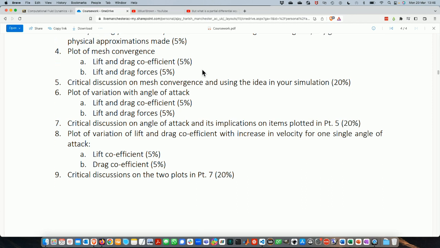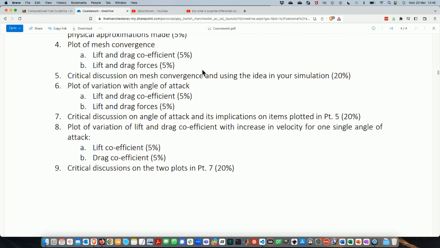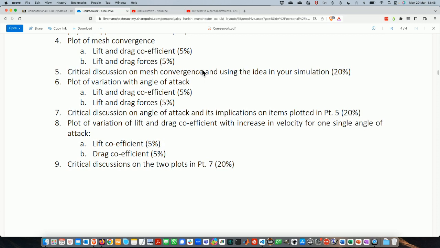So last thing is then the plots, right? So there's one plot of mesh convergence, lift and drag coefficient, lift and drag forces. So let's say lift and drag coefficient is 5% across two softwares, right? So that's barely about 1.25 points per plot, okay? So the plot itself is not important to me, but what's important is, let's say, 20% goes into your critical discussion and using this idea of mesh convergence.